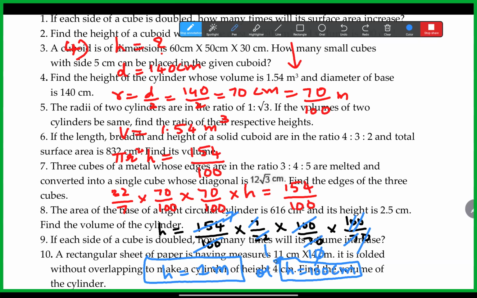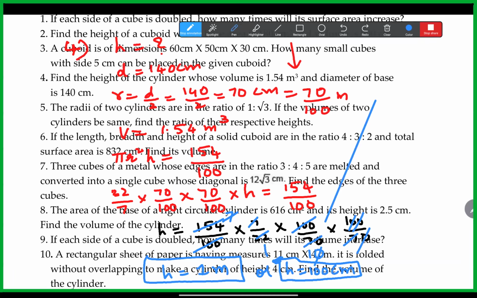So this is about this question. Fifth one.